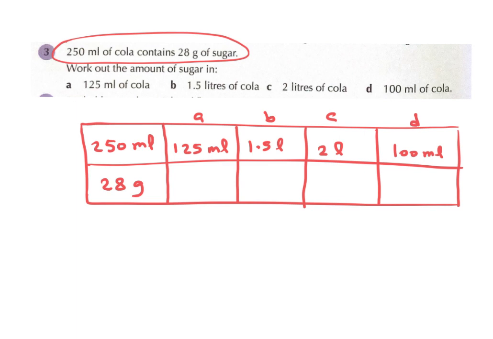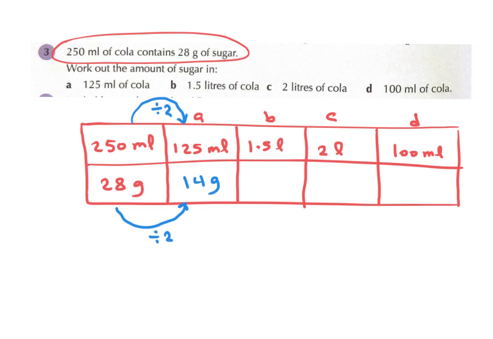Okay. Who can solve? The first one, who can solve A? Jumana? From 250 to 125, what we did? Divide by 2. So 28 divided by 2? So 14. So 14 grams. So 125 milliliters contain 14 grams of sugar.